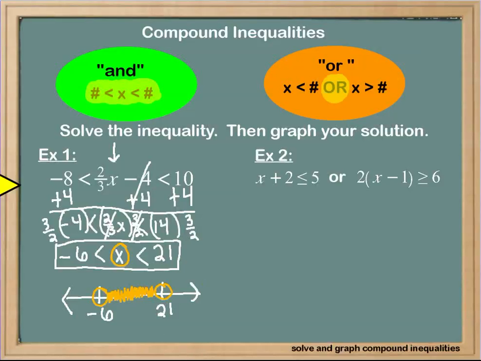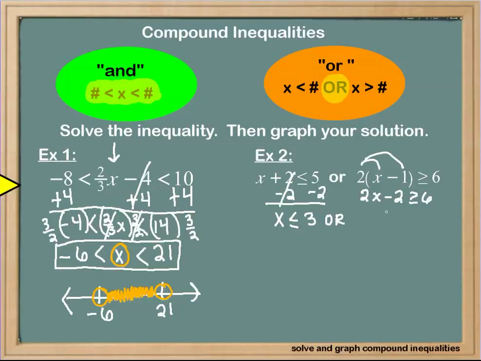All right, let's try an OR problem out. We're going to solve two separate inequalities and then put them together on the graph. So first part, x plus 2 is less than or equal to 5 is quite easy. Subtract the 2, and I get x is less than or equal to 3. No big deal there. Or 2 times x minus 1, so I'm going to do the distributive property. I get 2x minus 2 is greater than or equal to 6.